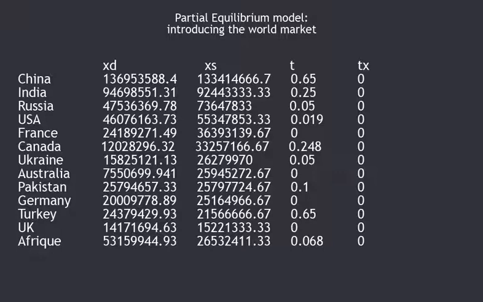So in fact, XD and XS come from FAOSTAT. T comes from the TRAINS database, from UNCTAD, and then TX. So I have searched for data on export taxes. In particular, IFPRI had recently collected some data on export taxes, and I didn't notice any taxation of exports of wheat in 2016. So all the taxes are equal to 0.